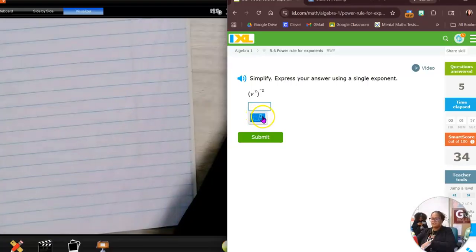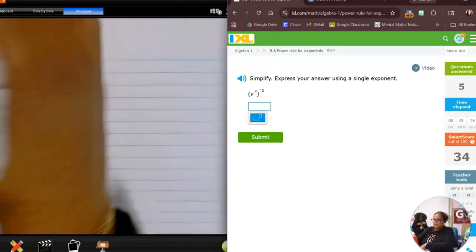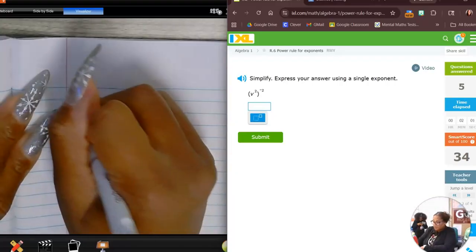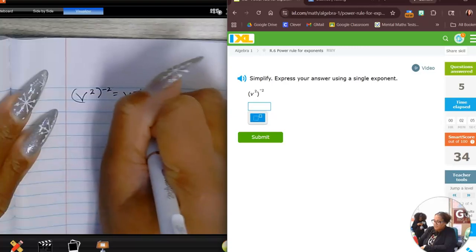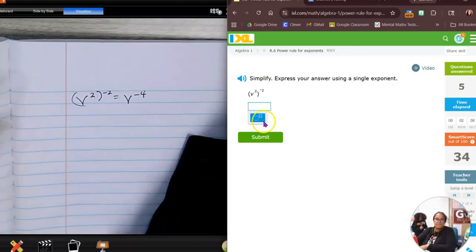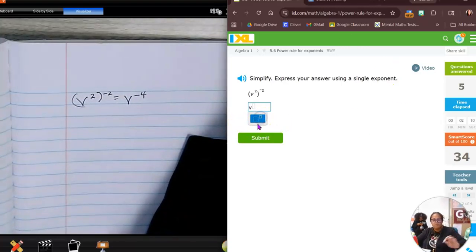V, check your signs here. A negative times a positive is going to give me a negative exponent. So V squared to the negative 2 equals v to the negative 4. And I've still got to make sure I have one exponent, no fraction, none of that.